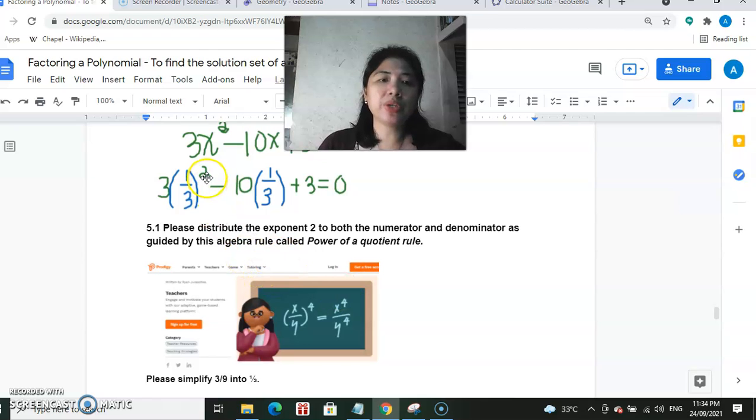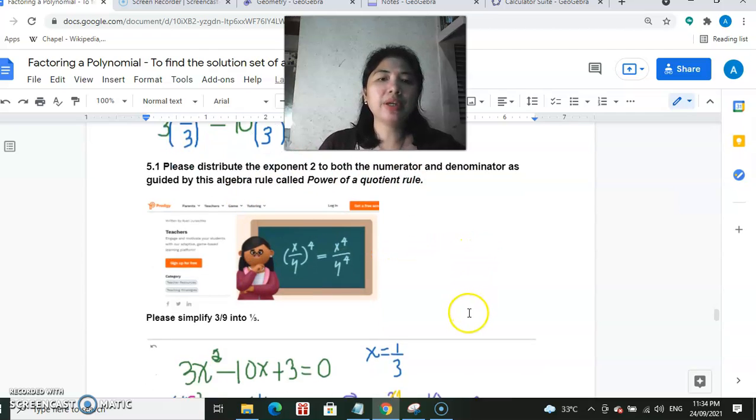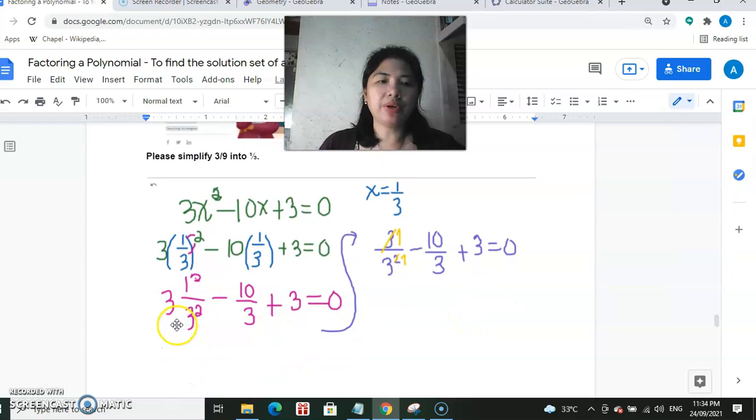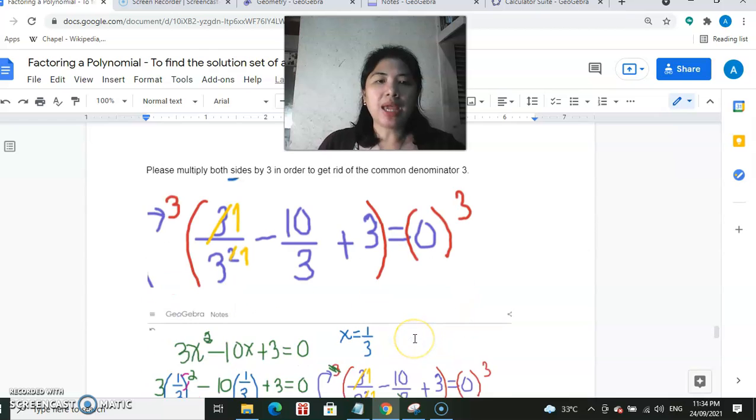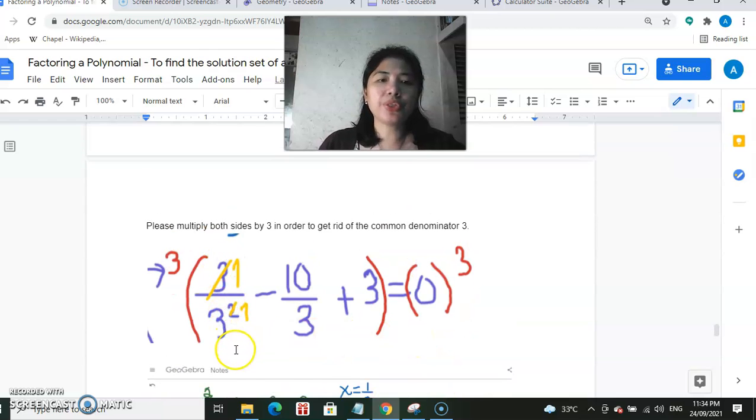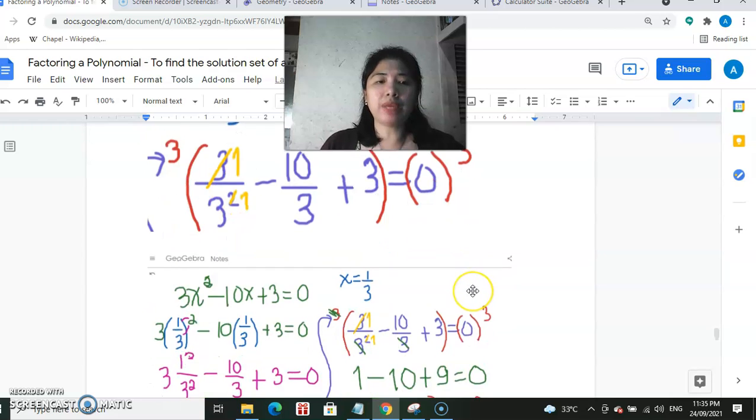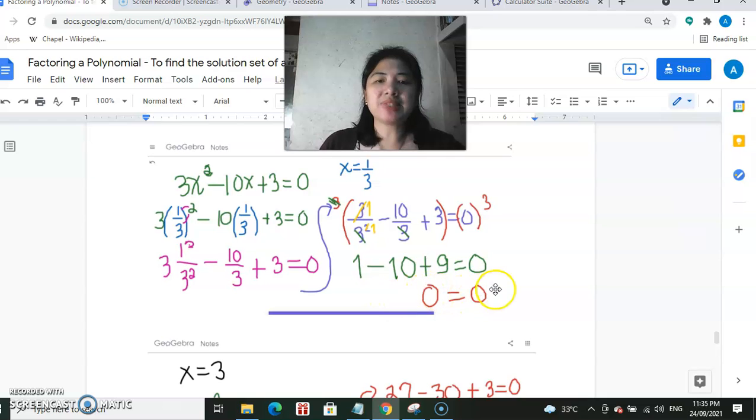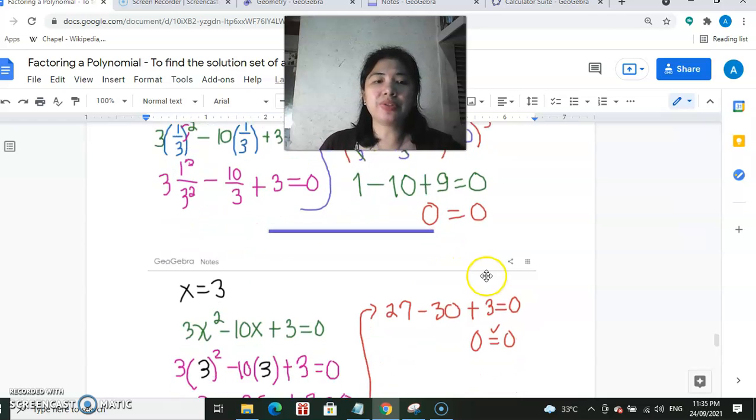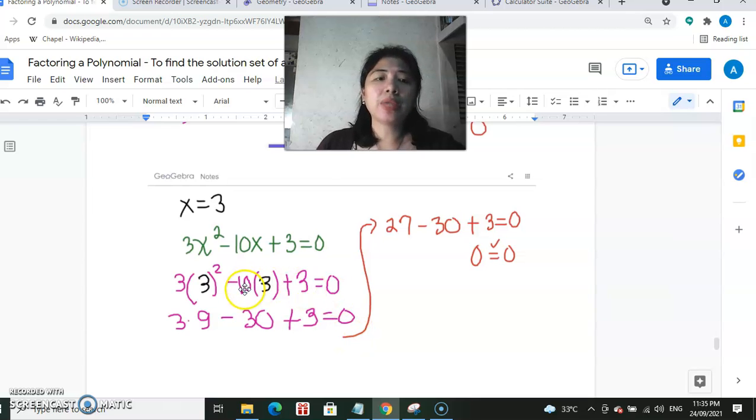So we distribute the exponent 2 to both the numerator and denominator. So we have here 3 times 1 squared over 3 squared minus 10 over 3 plus 3. Okay, so we will now have 1/3 minus 10 over 3 plus 3. So we just have to multiply both sides by 3 to get rid of the common denominator 3. So we now have 1 minus 10 plus 9 equal to 0. And 0 is equal to 0. The same thing for the root x equals 3. By substitution, we can validate our answer.